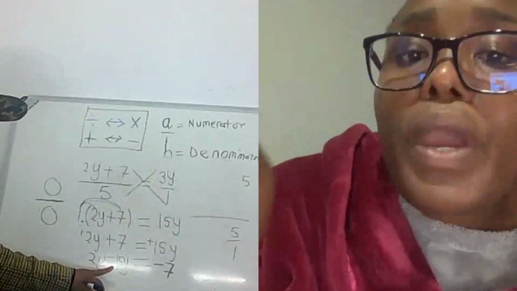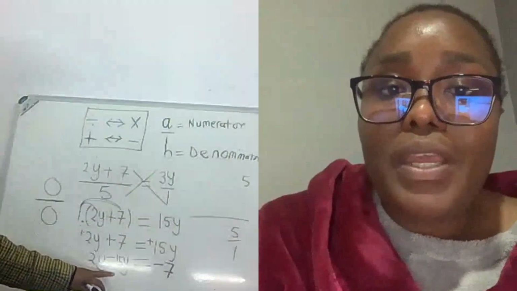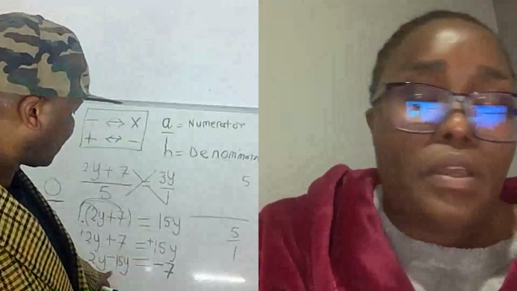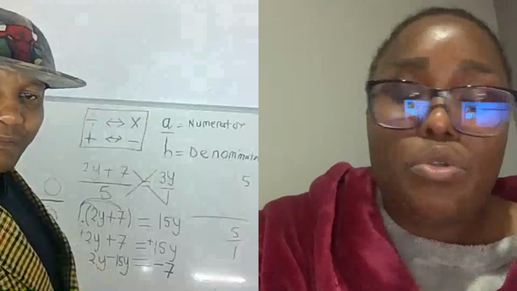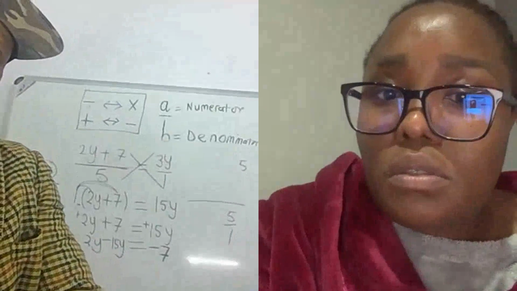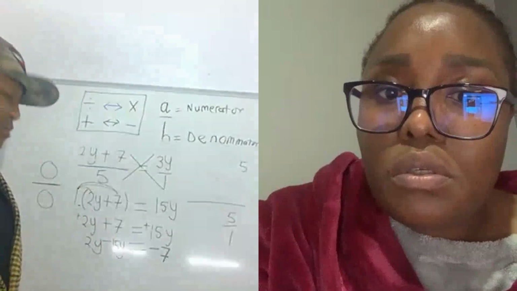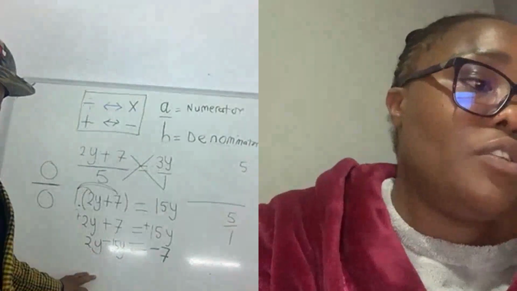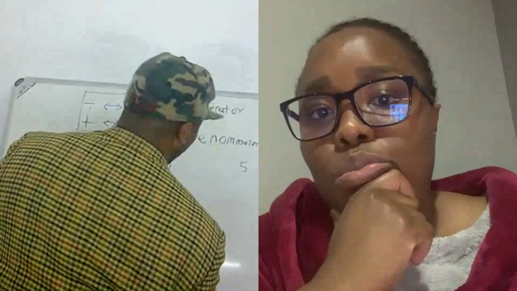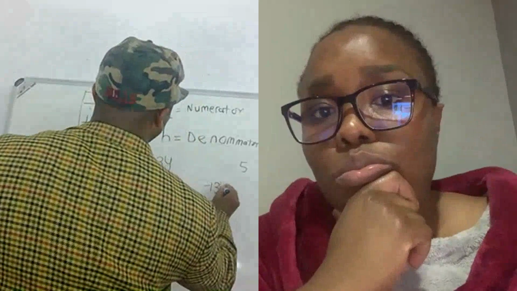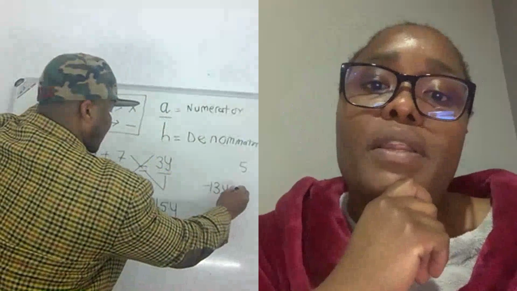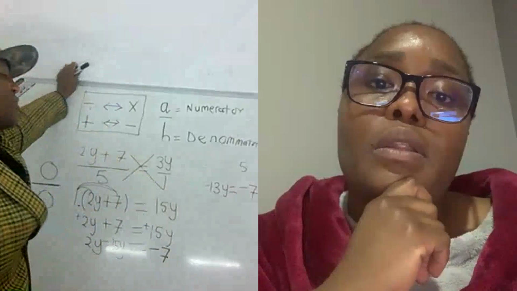Which one did you get here? Sorry, I didn't hear what you said. Okay, just a moment. All right. So 2 minus 15, sorry, it's going to be negative 13. Negative 13y, okay, I'm going to write here: negative 13y is equal to negative 7. Okay, very good. Next step.